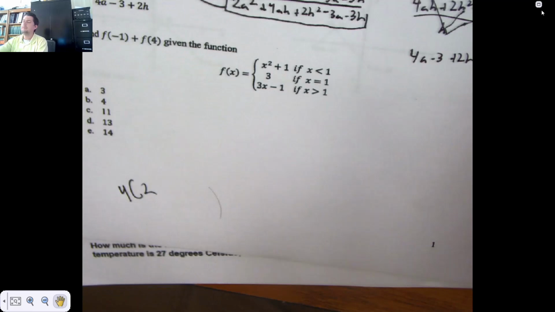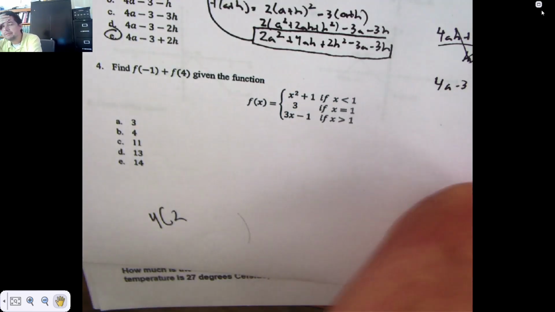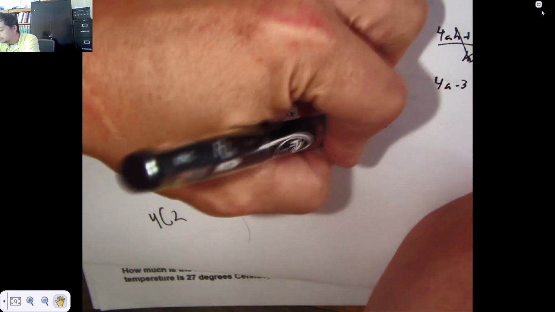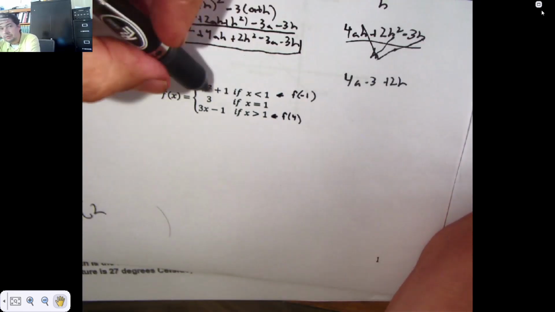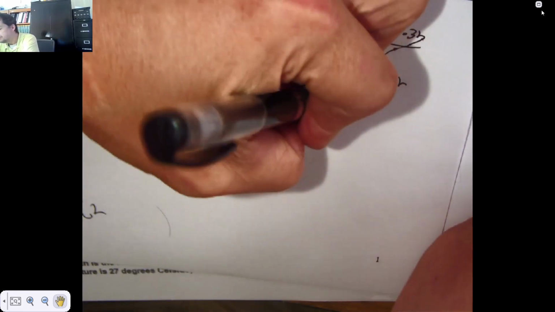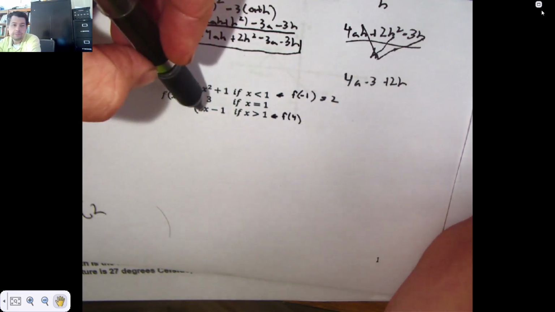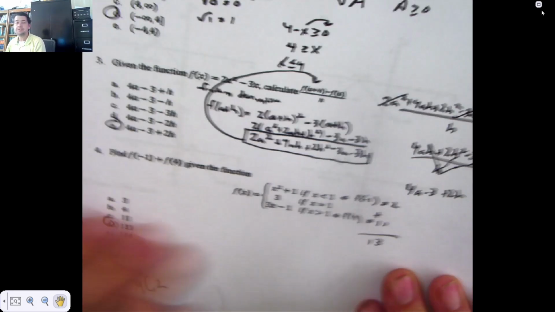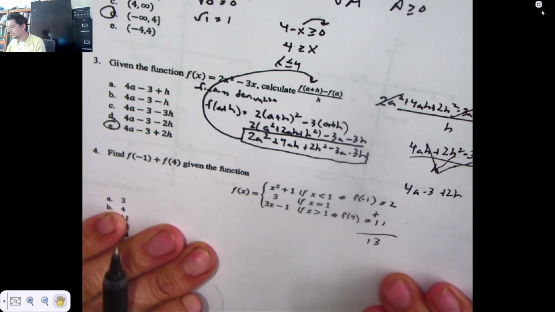Number 4, we got a piecewise function. Find f of negative 1 plus f of 4 given the function. You just have to know where you can plug in. That's all you have to do. A negative 1 can be plugged in right here. And a 4 can be plugged in right here. So if I take a negative 1 and I square it and add 1, I get a 2. If I take a 4, triple it, I'm at 12, take away 1, I'm at 11. And I'm just going to add 13. Choice D. And we successfully made it through page 1 of many.